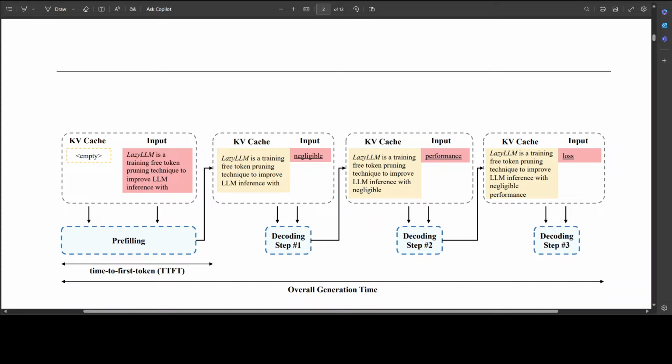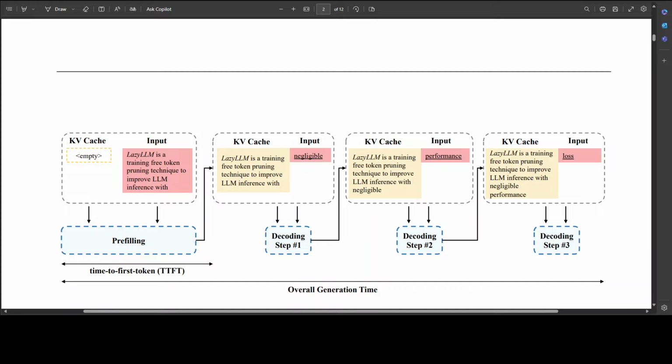Now let's look at this paper again. What this paper is suggesting here is that this method, Lazy LLM, is to optimize the inference process of transformer based large language models. The main idea is to selectively compute the KV cache only for the tokens that are important for the next token prediction. That's it. Instead of computing it for all tokens in the input sequence.